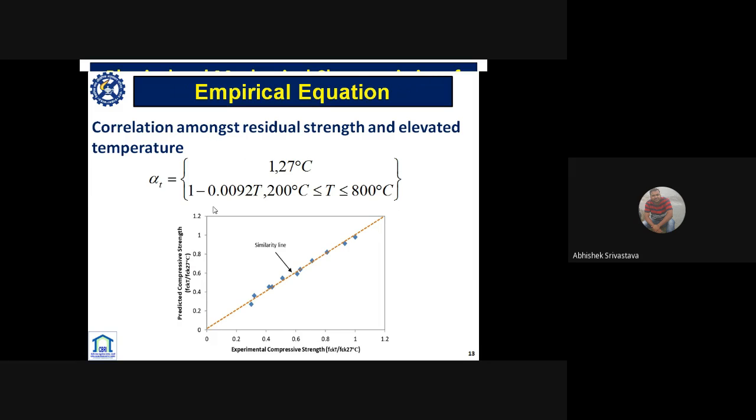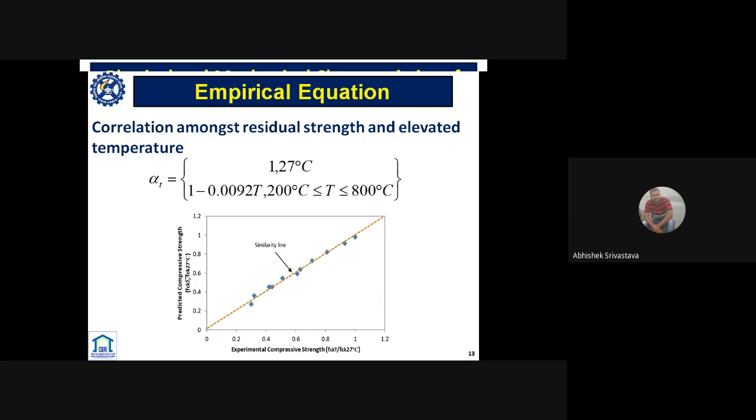Empirical equation. Based on the experimental results, an empirical equation is proposed to estimate the compressive strength of CBA based mortar at different elevated temperatures. All the data points are merged together, and through regression analysis, an equation is proposed in which the residual strength is the dependent variable, and the exposure temperature is the independent variable or the predictor. The coefficient of determination for this equation is 0.99, which is very close to 1, which signifies its applicability.